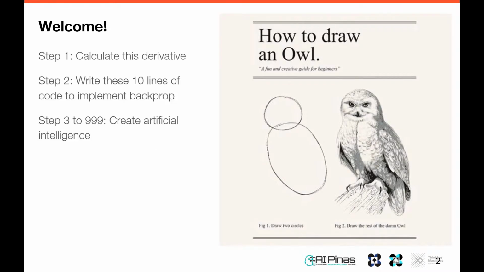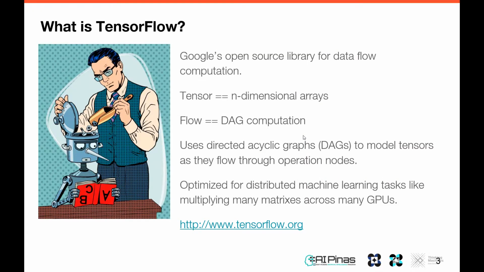Alright, so a lot of tutorials take this format, like how to draw an owl image. Step 1, draw 2 circles. Step 2, draw the rest of the owl. So a lot of deep learning tutorials go: calculate this derivative, implement backpropagation, now do AI. We're going to add at least a couple more steps in between, and we're going to use TensorFlow to do it. So what is TensorFlow?